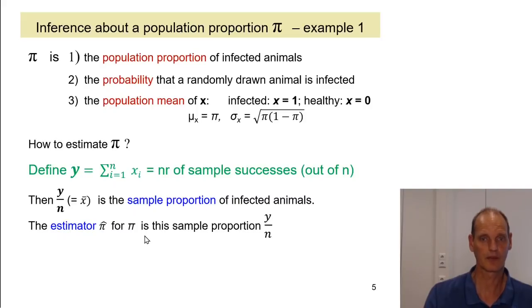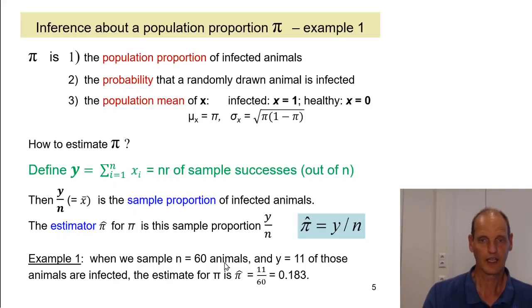So we have again the same elements, you could say: the parameter of interest pi and the estimator pi hat defined by y divided by n. That is the sample proportion. Pi hat is y divided by n. So for example, when n is 60 and we have 11 infected animals, then the estimate for pi, pi hat, is 11 over 60, which is 0.183.